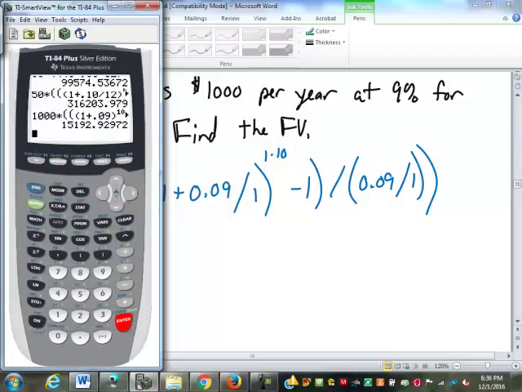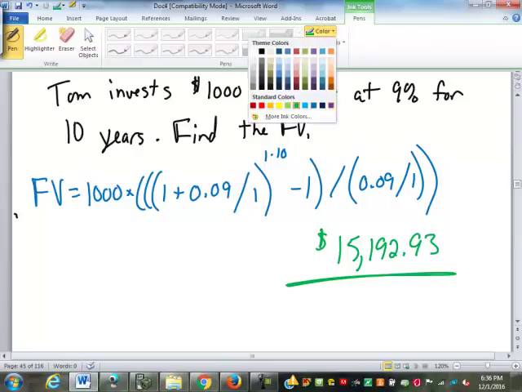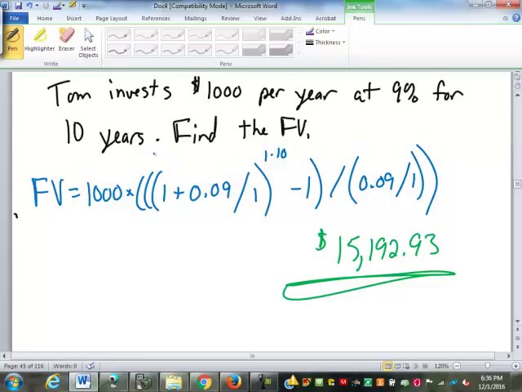I left out the divided by 1s just to make it a little quicker. But I get 15,192.93. How many of you got that? Good deal. What's that? You didn't? Oh, yeah, you don't have to divide by 12 there because it's paid per year.